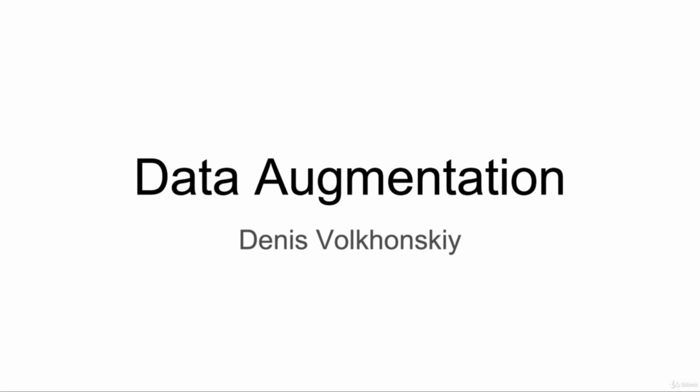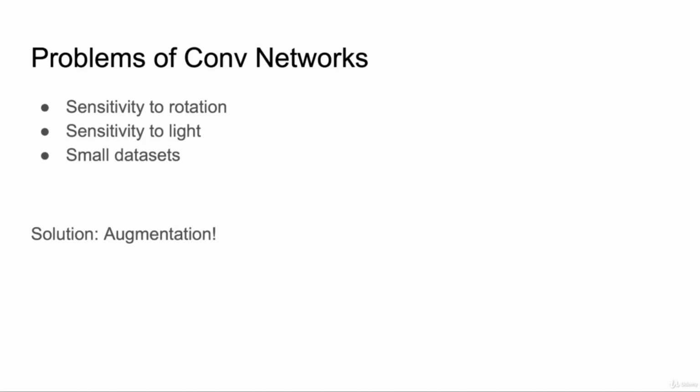Hello, my friend. In this video we'll talk about data augmentation, a good technique that allows you to extend your dataset and to improve your quality. So what are the problems of convolutional neural networks? They are in fact very sensitive to rotation of images. So if we have a good prediction for one image and if we rotate it a little bit, the quality may decrease. They are also sensitive to light. If we trained our network only on light images and then make the images dark, then the quality again may decrease. And also there is a problem of small datasets.